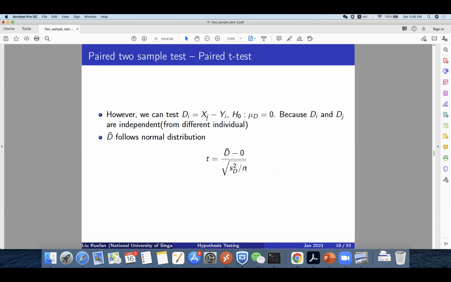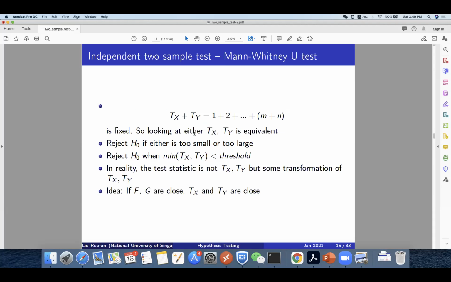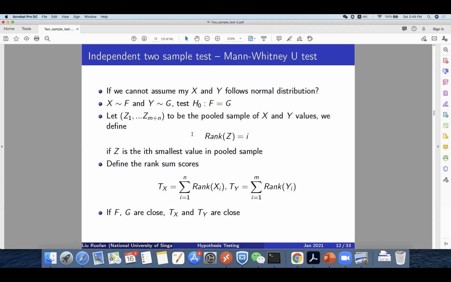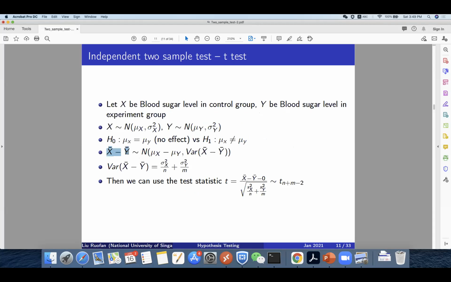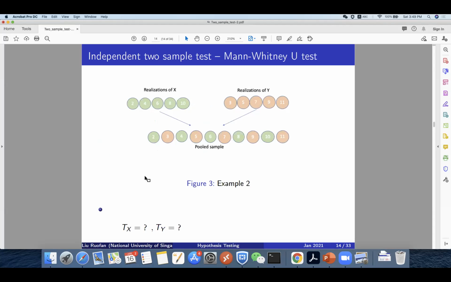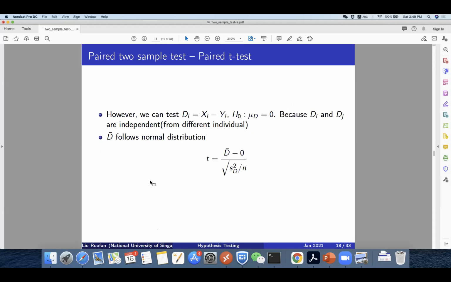Will you please go back to how the independent t-test looks like? For independent t-test, we do x bar minus y bar. But for paired, we first compute the difference. Then we test d. So d is our new random variable we introduce. That is reasonable.